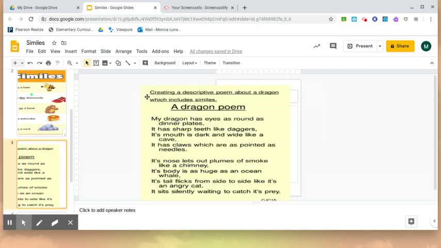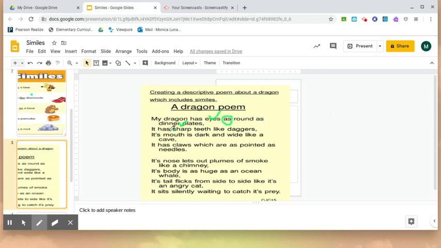It says here creating a descriptive poem about a person which includes similes. So this poem has a lot of similes and its title is a dragon poem. So this poem is going to be about a dragon, okay? And it says here, my dragon has eyes as round as dinner plates. So here they're saying that the eyes are as round as dinner plates. And the word that they used was as.